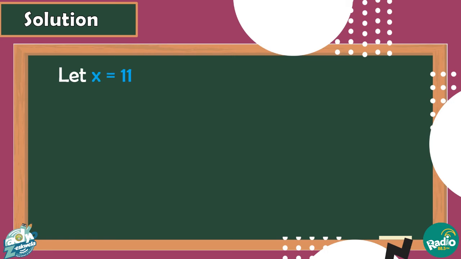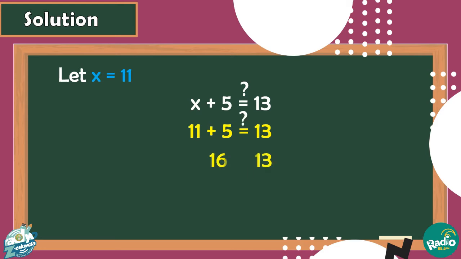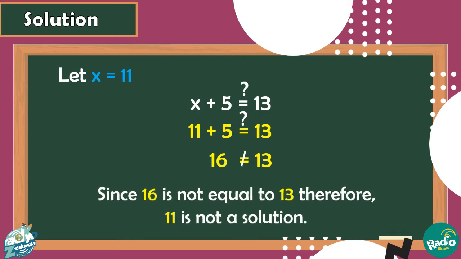And last, x = 11. Substitute the value of x, which is 11, to our given equation. That is 11 + 5 = 13. By simplifying, we got 16 = 13. Since 16 is not equal to 13, therefore 11 is not a solution.